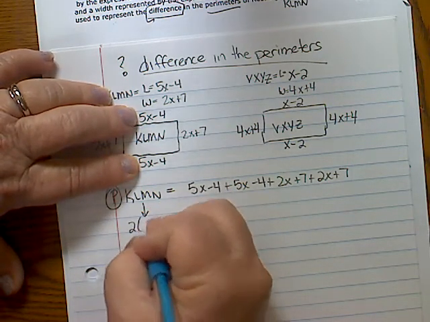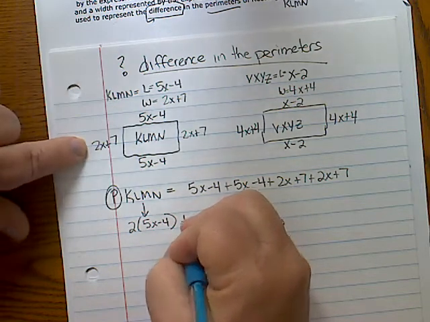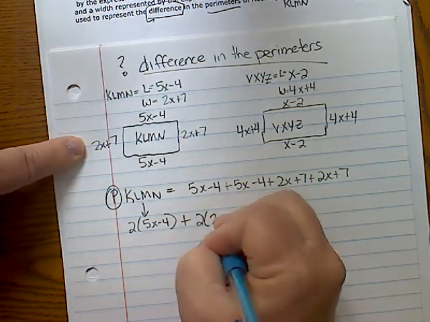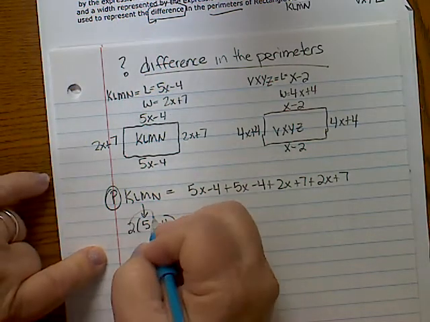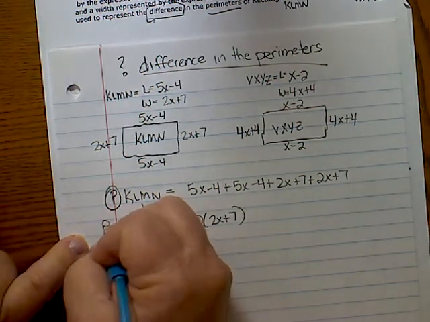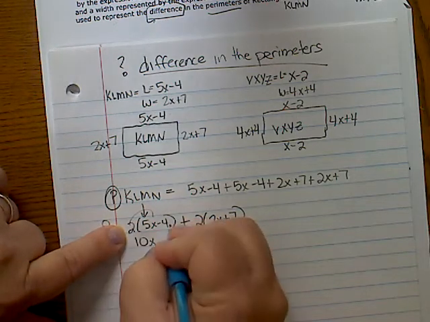2 times 5x minus 4 plus, I have two of these, so 2 times 2x plus 7. Now I'm going to distribute my multiplication. So this is perimeter equals 2 times 5 is 10x, 2 times negative 4.